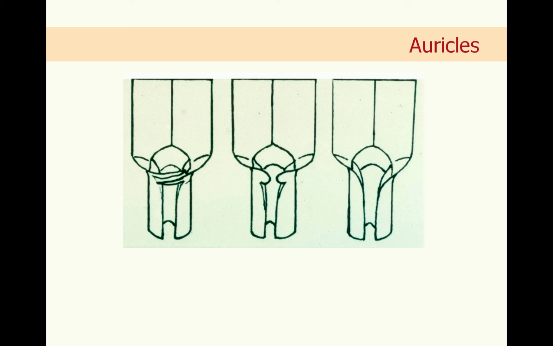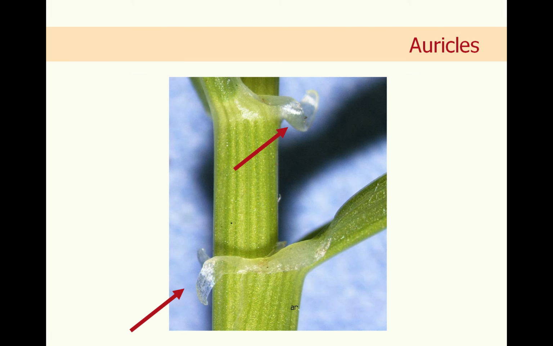Auricles are short appendages that wrap around the front of the collar region. They can be long and clasping or claw-like. Many species do not have any auricles. Annual ryegrass, which is seen in this picture, has long clasping auricles. Quackgrass also has distinctive auricles that can be used for identification.